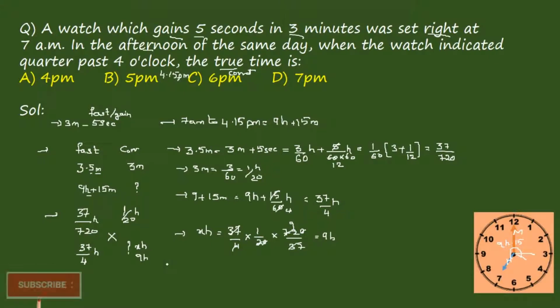So we can say that after 7 a.m., 9 hours is the correct time, which is equal to nothing but 9 plus 7. What will we get at 7 plus 9 hours? We get 4 p.m. Right? So the correct time, instead of 4:15, should be 4 p.m. So answer is nothing but option A.